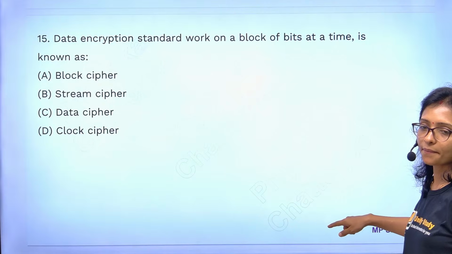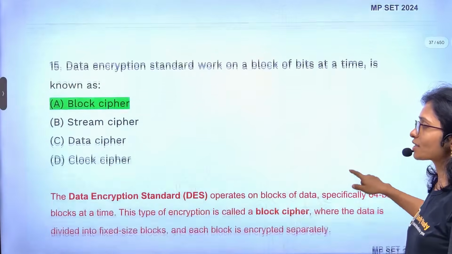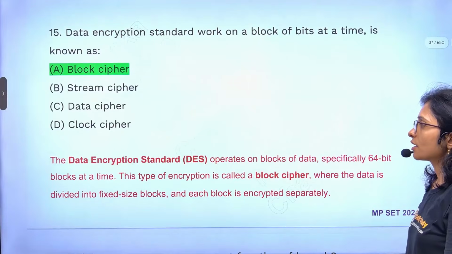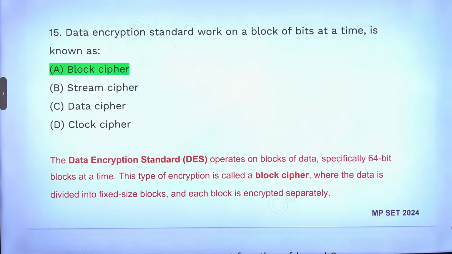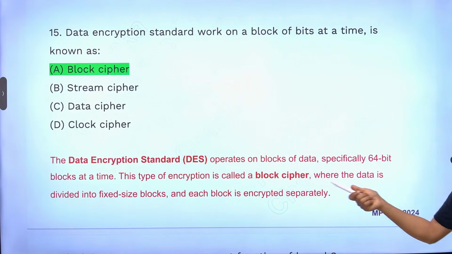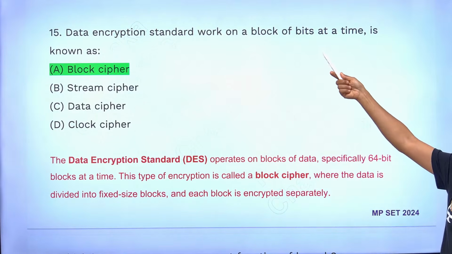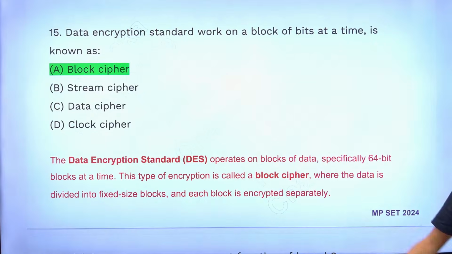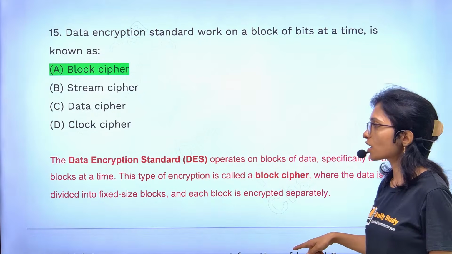Answer. It is known as block cipher, exactly. With the name only you can predict also, right? DES operates on the block. This is called block cipher because it is given that a block of bits at a time. That's why it is block cipher.